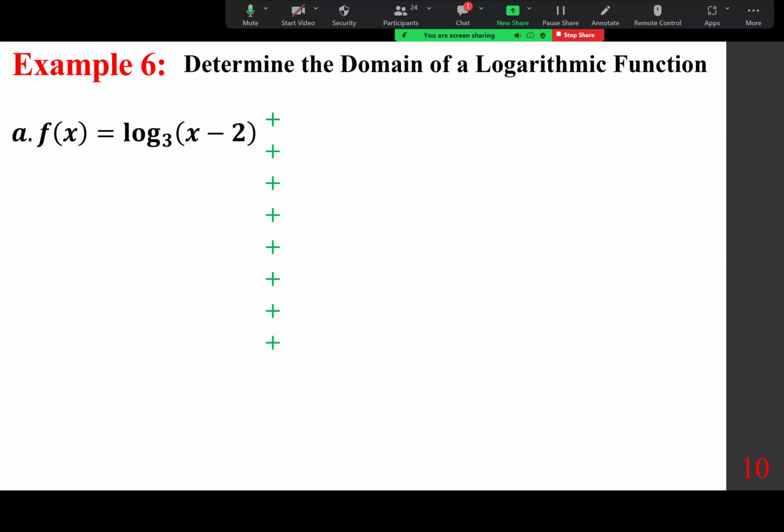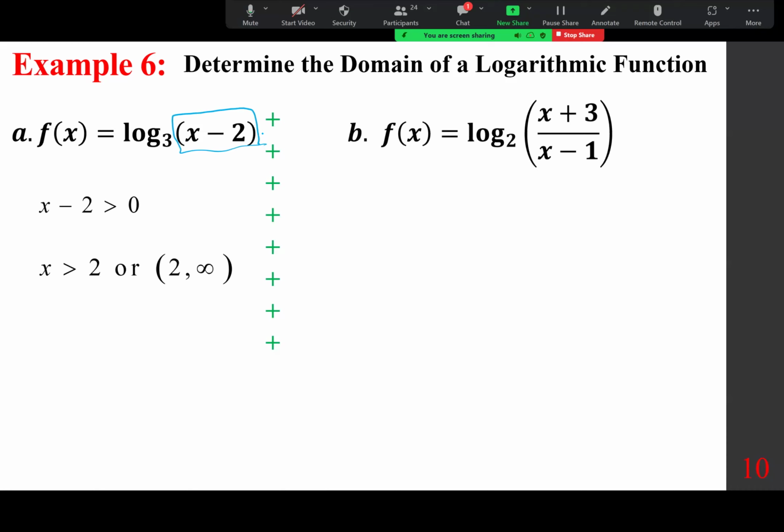Determine the domain of a logarithmic function. The domain, in short, if you remember, we said x is larger than 0. So the argument of log must be positive, larger than 0. That's all. So x is larger than 2. And therefore, 2 to infinity is the answer. What about this case? The same thing. The argument must be larger than 0. At the same time, you're dealing with a fraction, the denominator can't be 0. So x minus 1 can't be 0. That means x can't be 1.